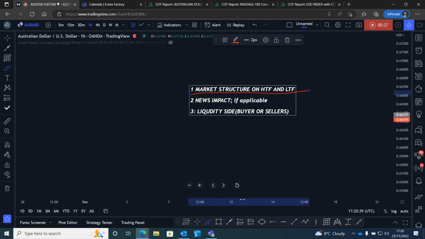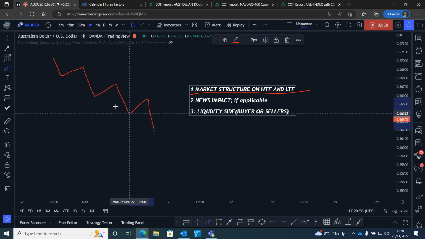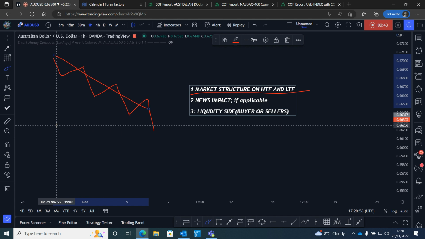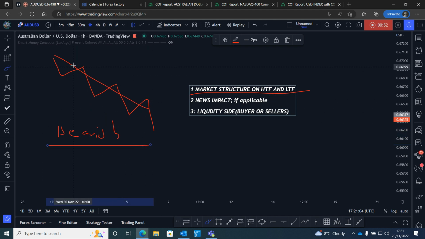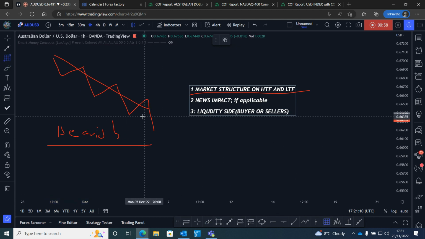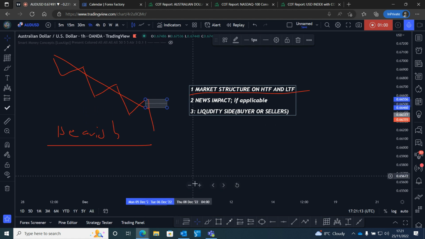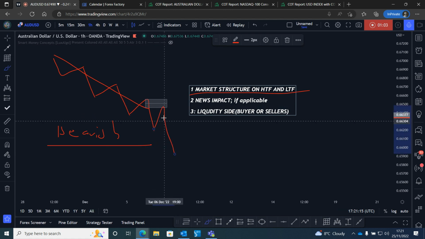What I mean by that is that we always want to know if the market structure on a high time frame is showing that the market is going down. So if we have this, this is a bearish market structure based on the high time frame. Therefore, we're only going to be looking for what we call sells, because the market is in a bearish structure. So that's what we'll be looking for, only sells.